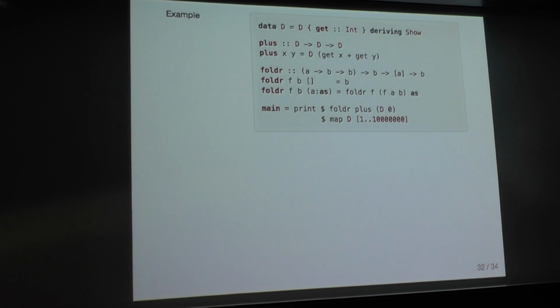Okay. So why does it matter? Let's try to measure a difference. A little bit silly example, I admit, but at the same time it's a simple example. I have a data type that just wraps an Int. I have a function that can add two of those by extracting the Ints, adding them up, and wrapping them up again. And I have foldr.